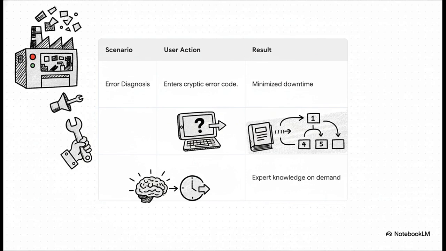Instead of the operator having to dig through a 500-page paper manual, they just type that code into the industrial assistant. And because that assistant has been given access to the manual, it instantly comes back with a clear step-by-step action plan. The bottom line? Downtime gets minimized because that expert knowledge is delivered on the spot.